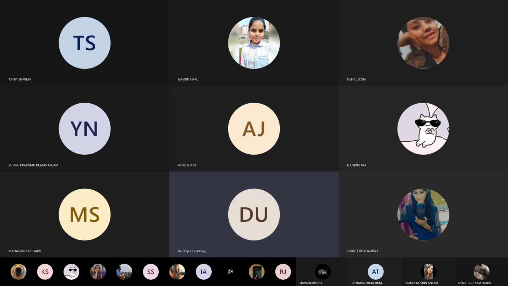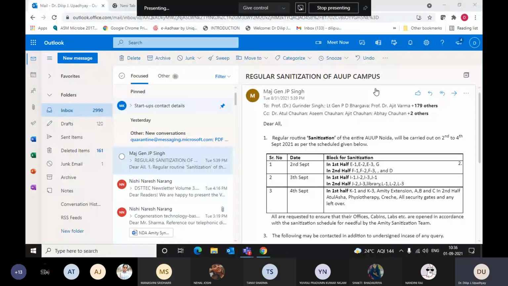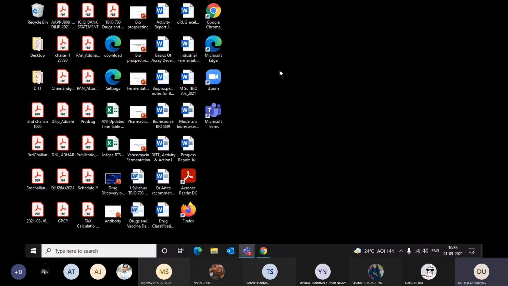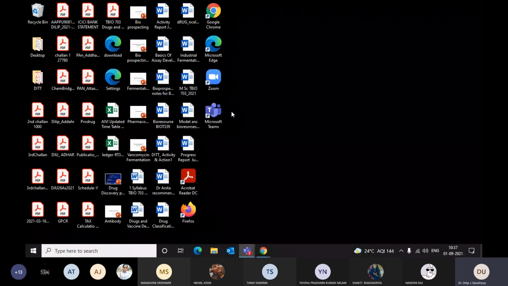So today, what I want to touch upon is bioprospecting, as I told you, applied. Next time onwards, we will change gear. You might be seeing my desktop. Okay, one second, just give me a moment.